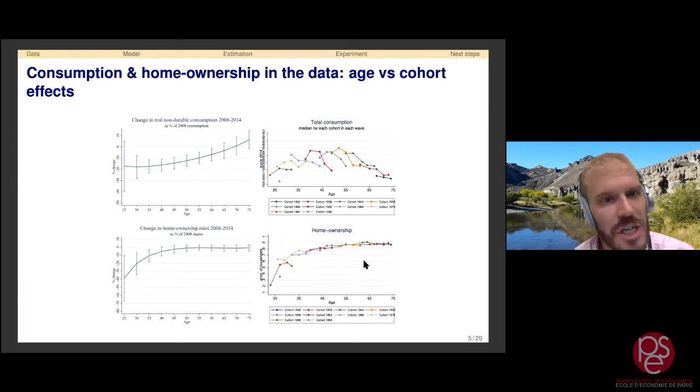And the change in consumption has also been very age dependent. If you look at the right column, where I'm now plotting the different cohorts for total consumption and home ownership, you can already see there are also very strong cohort effects. Households that have entered late or more recently into the labor market and the housing market already experienced a very different life cycle profile, right? So this is the broad picture that we've been dealing with here in Spain.